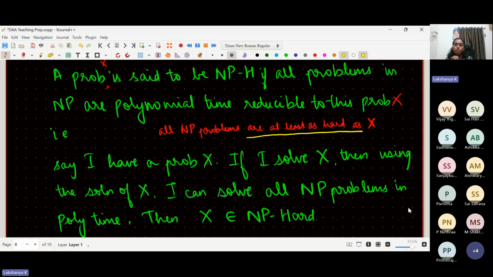So that's the idea. So you have a problem X. You somehow manage to solve that problem X. Using that solution, you do some manipulation and you're able to solve all other problems which are in NP. Then X is said to belong to NP hard.